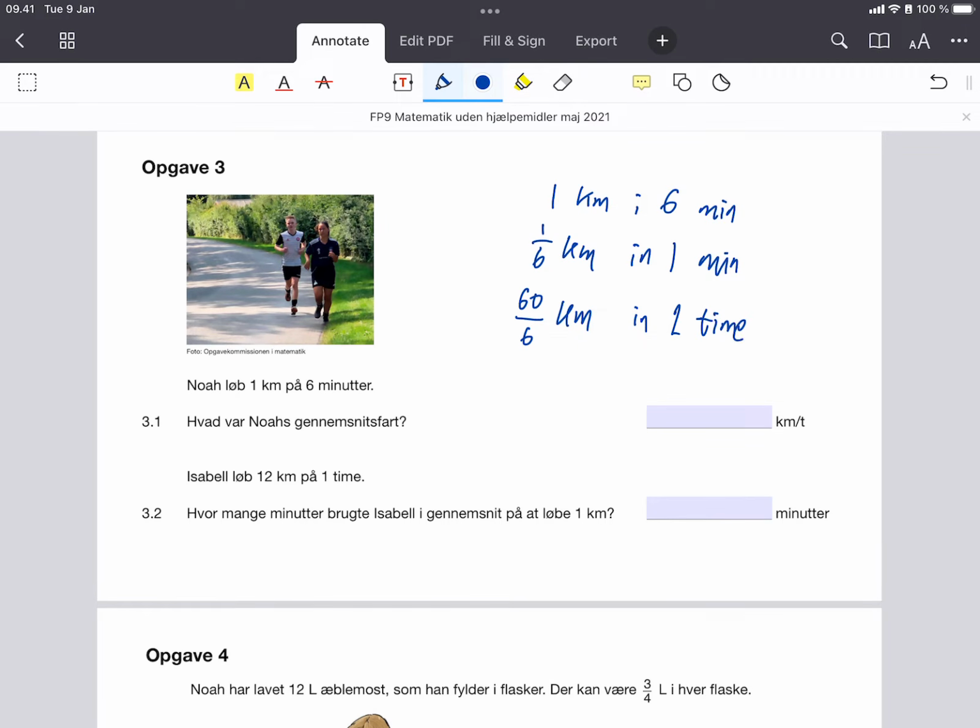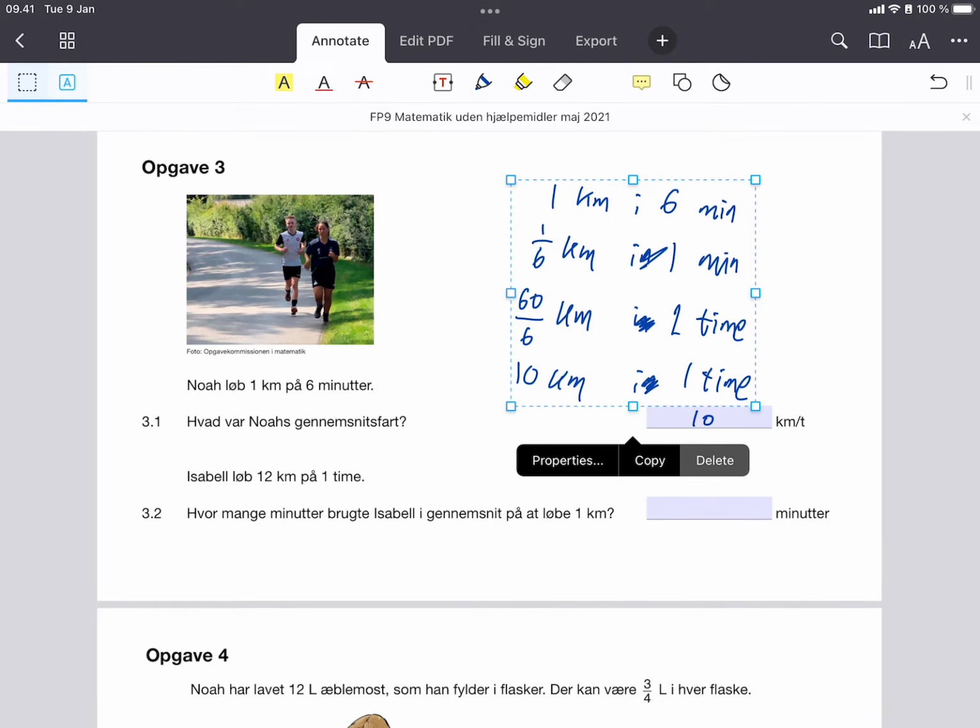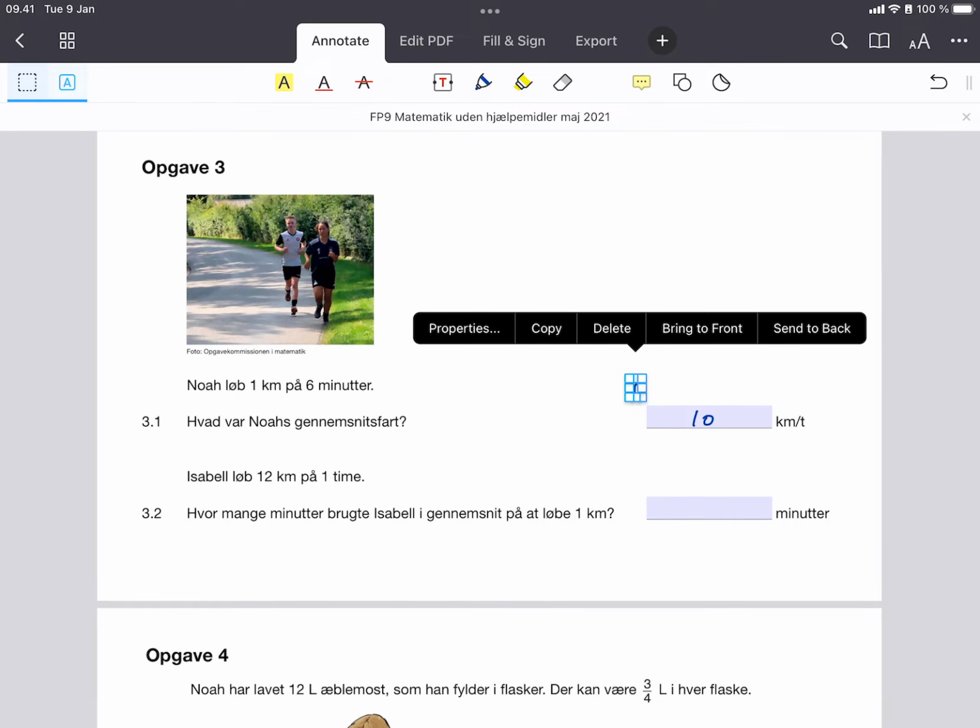I'm writing this half Danish and half English, i en time. So 60/6ths of a kilometer in 1 hour, because 1 hour is 60 minutes, so 60 times as much. 60 over 6 is 10, so he can run 10 kilometers in 1 hour. Again, mixing my Danish and English. So his average speed is 10 kilometers per hour, because that's what he can run at that rate in 1 hour. Just tidy up there. Okay.